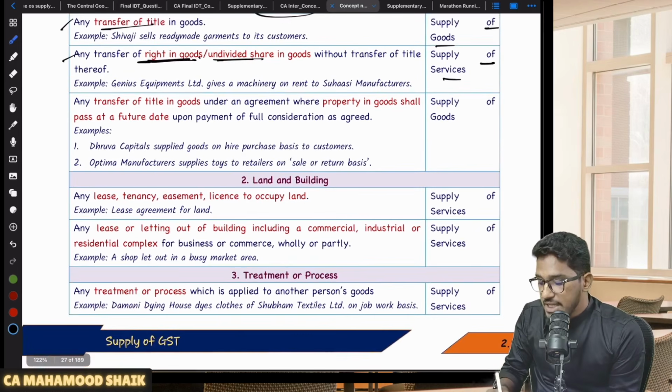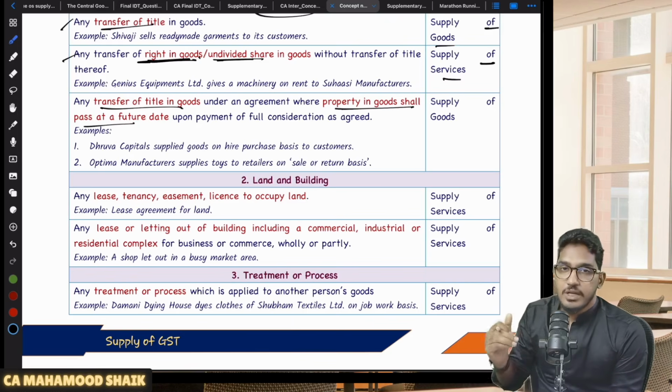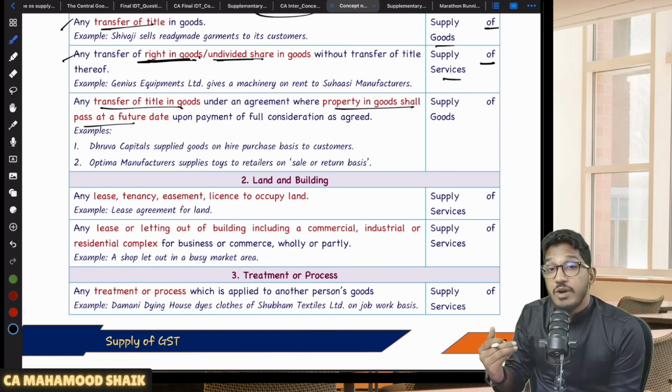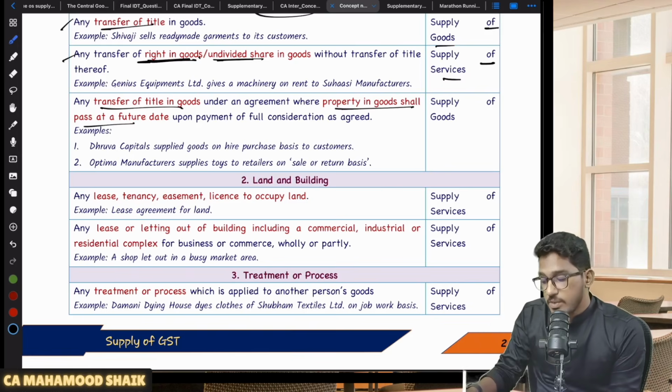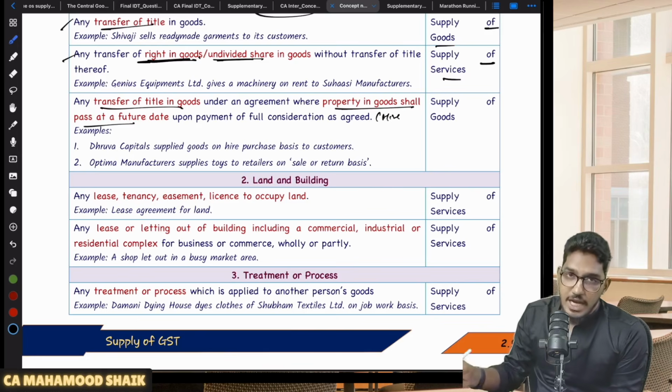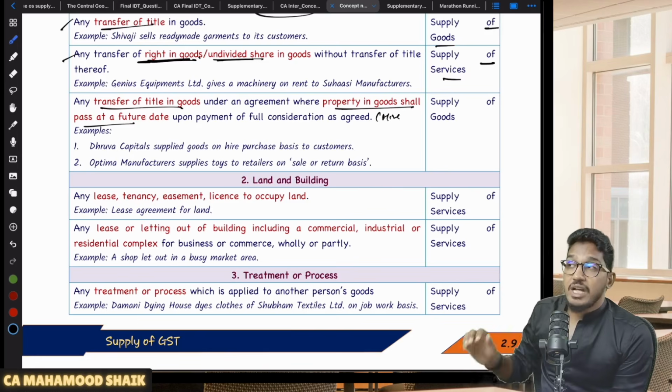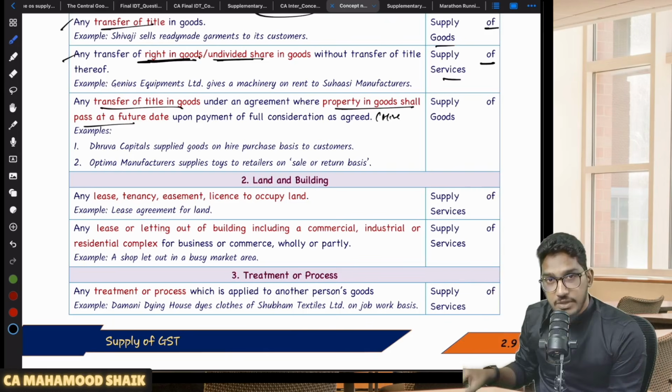Next, any transfer of title in goods where property, that is ownership, will pass at a future date. There is any transfer of title where ownership will get transferred at a future date. Sir, what are they referring to? Hire purchase. If you take a hire purchase transaction, ownership will get transferred at a future date on payment of full consideration.